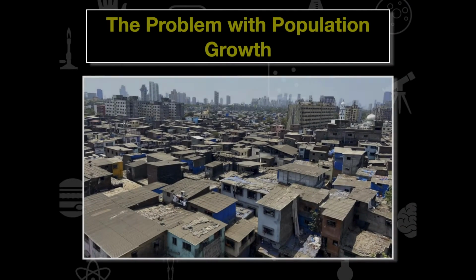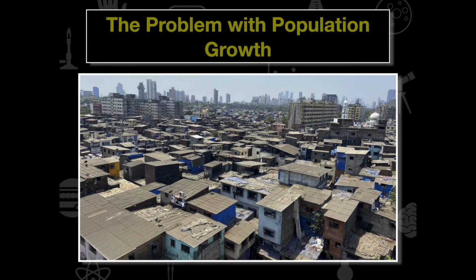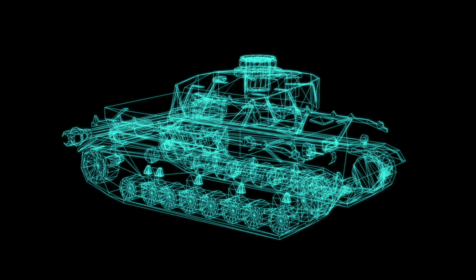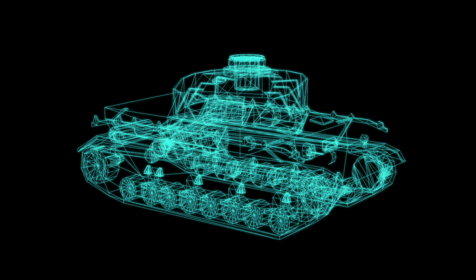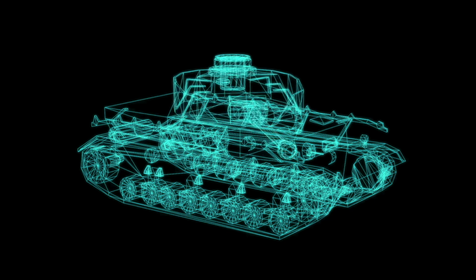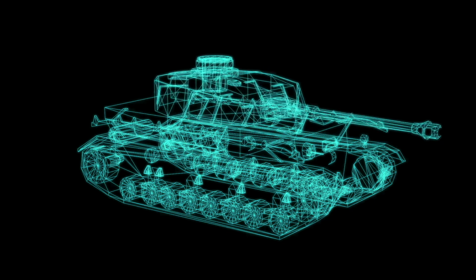Now, there is a small problem with population growth. Population growth can outgrow the available food supply until starvation, war, and disease arise. And this is something that Malthus proposed in his ideas of the Essay on the Principles of Population.